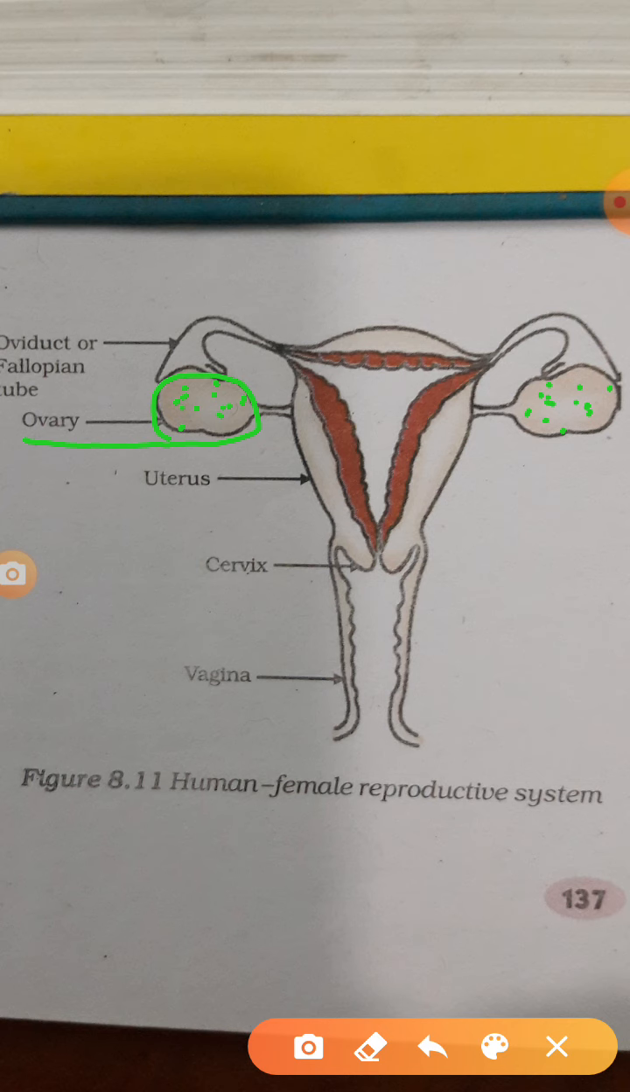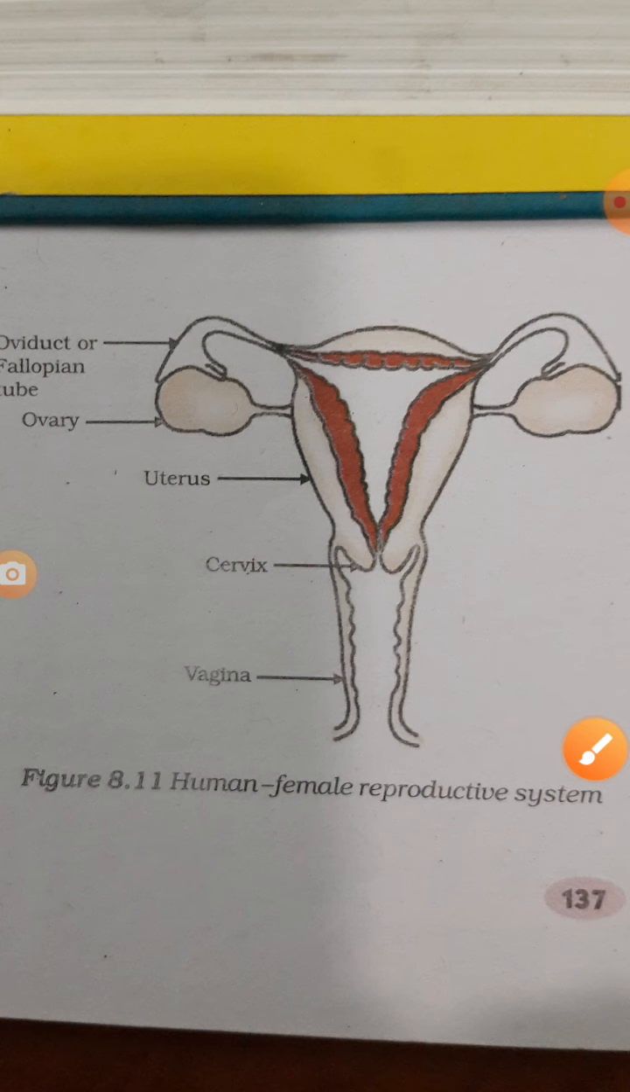In the male reproductive system, we found that the testis is found outside the abdominal cavity. But in the case of females, ovaries are found inside the abdominal cavity just below the kidney. Now you can see this tube known as oviduct or fallopian tube. This tube carries the female gamete to this triangular structure called the uterus. The uterus opens to the exterior through a canal known as the cervix, and to the exterior known as the vagina.